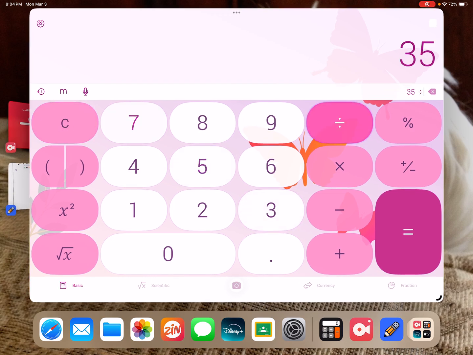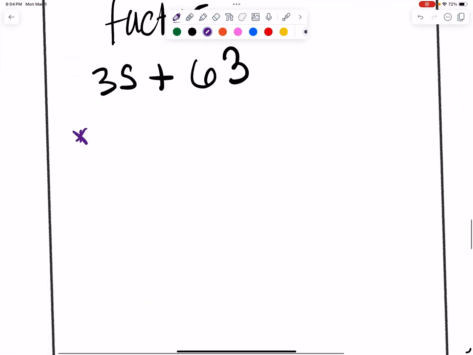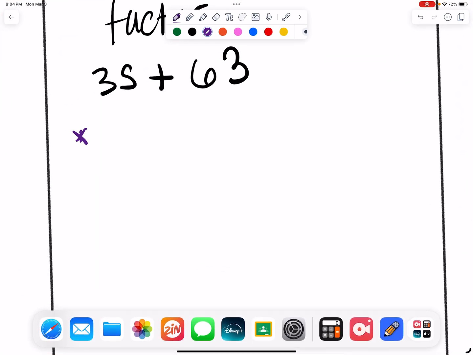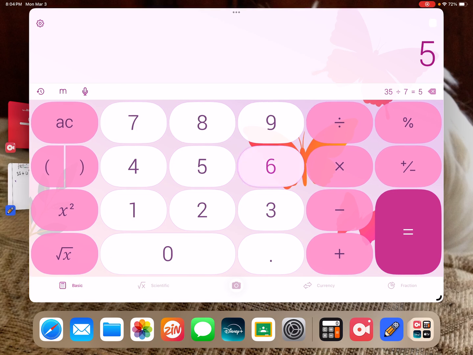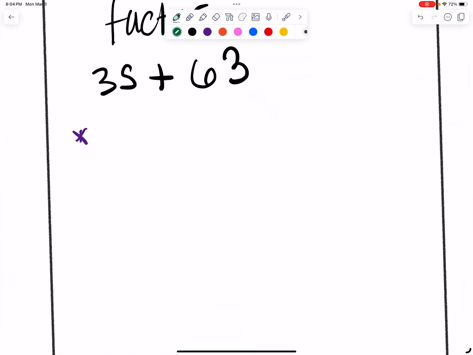Watch this. If you don't know your math facts, 7 can go into 35. Can it go into 63? It's probably not. It can. I don't know if there's anything bigger. We'll try. I'll show you how you can figure it out. 7 can go into both.